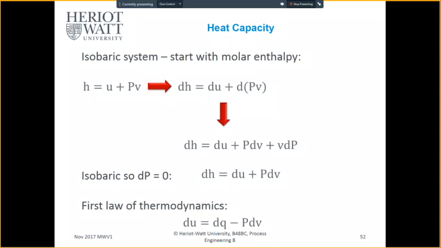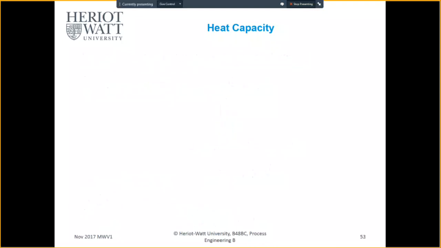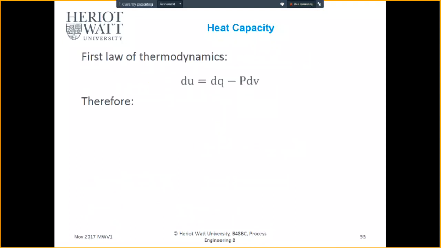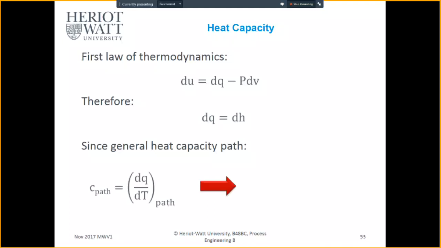And again, remember the first law of thermodynamics. So the change in internal energy equals dQ minus PdV. Therefore, in this case, dQ equals dH. Following that? Yes? So since the general heat capacity path is C path equals dQ over dT, then Cp equals dH over dT. It's a relationship between the enthalpy and temperature for Cp.